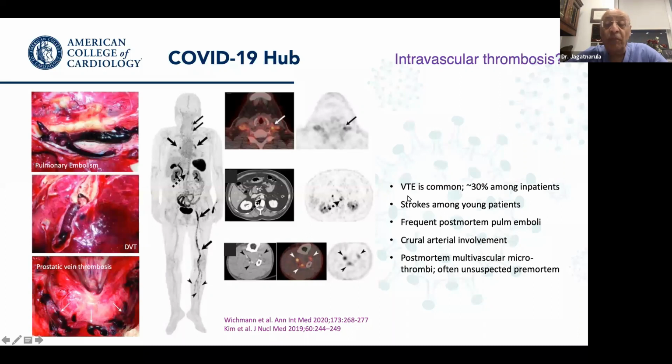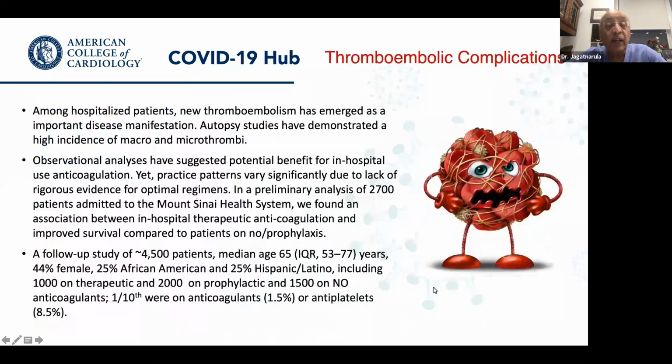Venous thromboembolism is very common, occurring in approximately 30% of the inpatients. Strokes are common. Post-mortem evidence of pulmonary emboli has been presented. The crural or the upper limb arterial involvement has been very common, unlike what you normally see in peripheral artery disease. And post-mortem microvascular thrombi are very commonly seen, which were not suspected pre-mortem. So this thrombosis leads to one of the very important features of the disease.